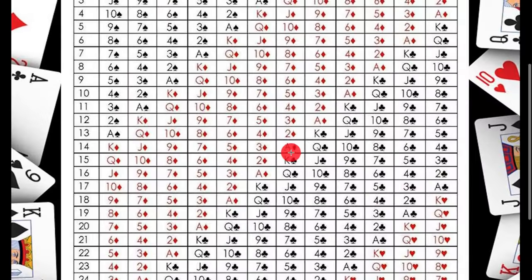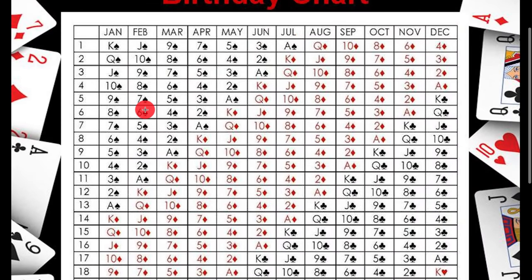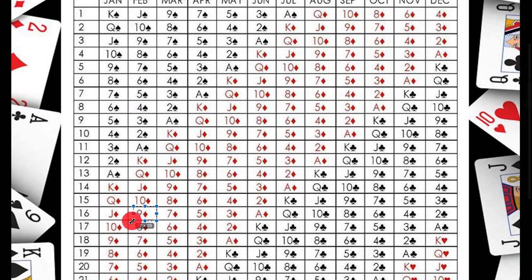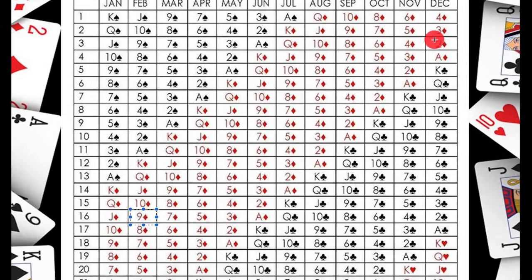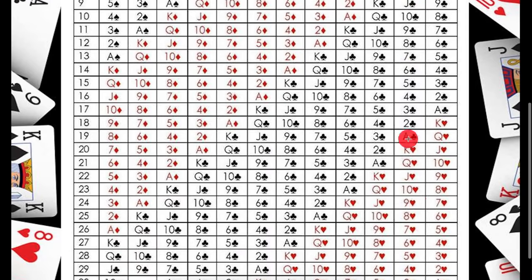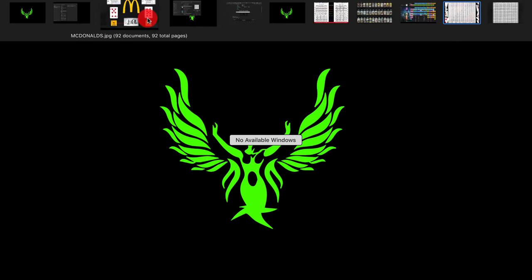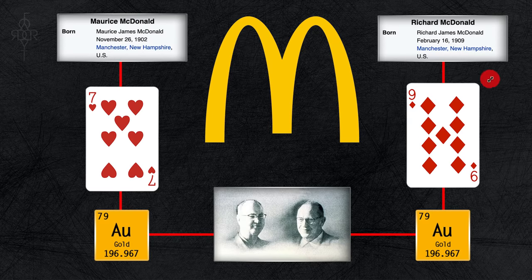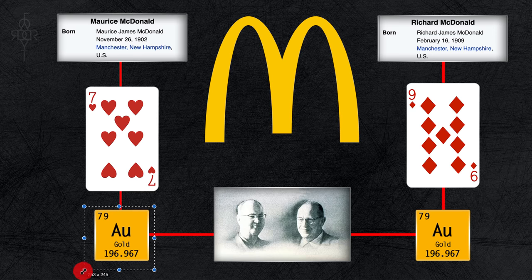Here is the boilerplate chart for the cards of illumination. And we have February 16th for Richard, and it's the Nine of Diamonds. And then we have his, November 26th. We have November right here going down to the 26th and the Seven of Hearts. And folks, when you bring those two cards together, what does it spell out? 79. And what's 79? It's gold.